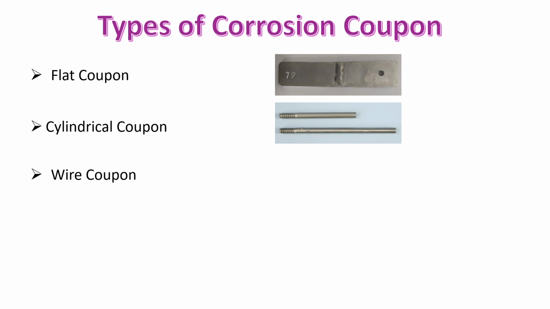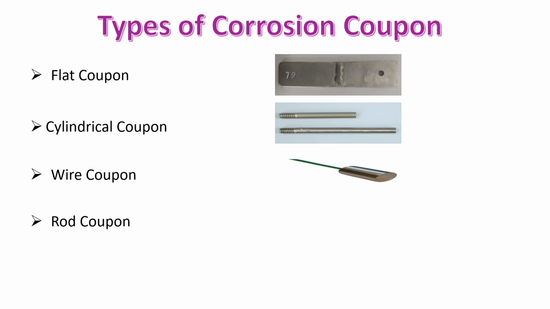Then next is the wire coupon. Okay. The wire coupons are used to monitor the corrosion rates of wires and cables. These coupons are typically made from the same material as the cable which we are checking for material compatibility, so that we get the proper compatibility data, and it looks like this.